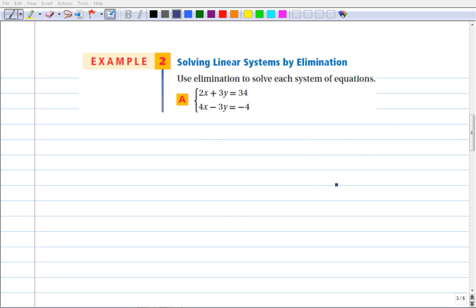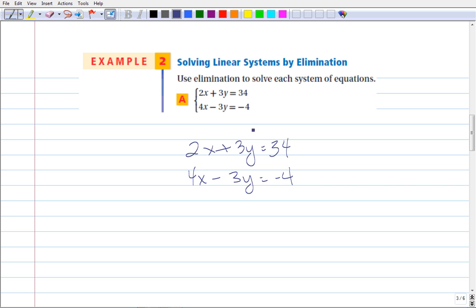Sometimes it's easier to solve by substitution, but sometimes it's easier to solve by elimination. In this case, elimination is going to be easier because you can see it's already lined up in order. Notice we have the x's in the first column, the y's in the next column, equals our constant in the third column. I'm just going to rewrite this right here: 2x plus 3y equals 34. And 4x minus 3y equals -4.